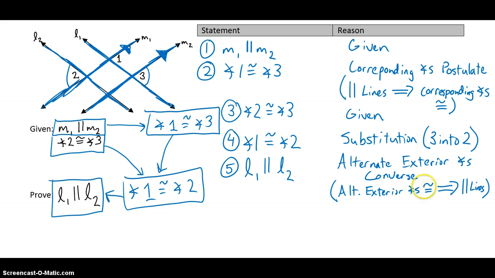Realize that 2 and 1 are congruent some other way, proving that my lines are parallel. Don't rely on the fact that they're alternate exterior angles to prove that they're congruent until the lines are parallel.